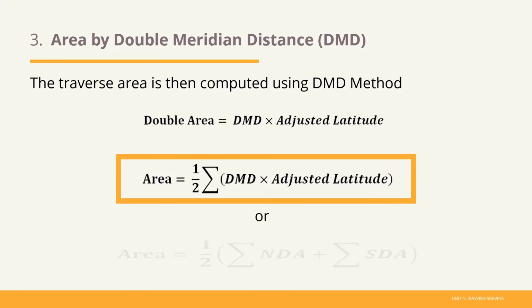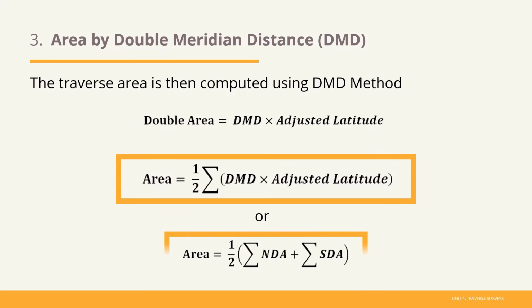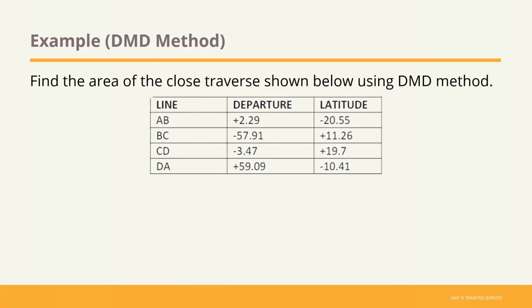Or it can also be presented as the area is equal to 1/2 of the summation of the north double areas, or the plus areas, plus the summation of the south double areas, or the minus areas. Now, to appreciate the rules and the formula, we'll have to apply it in an example.